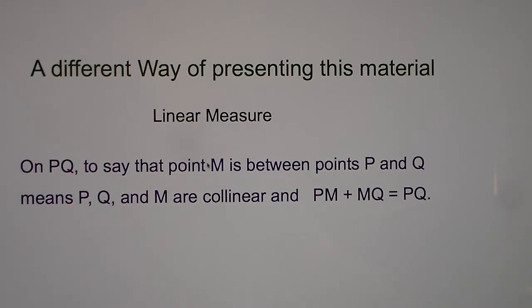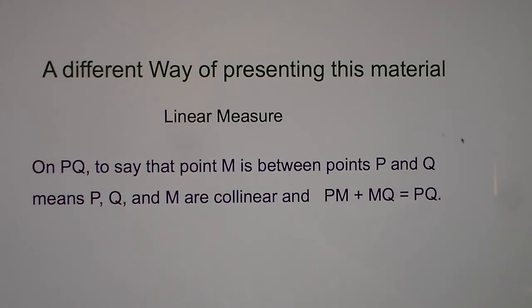Alright, here's just a different way where it's a little bit harder because of the presentation, but it's the same material. It's just presented a little bit differently. I do believe you can handle it. So, what does this say? On PQ, to say that point M is between points P and Q means P, Q, and M are collinear, meaning that all three of these letters are on the same line. And PM plus MQ equals PQ.